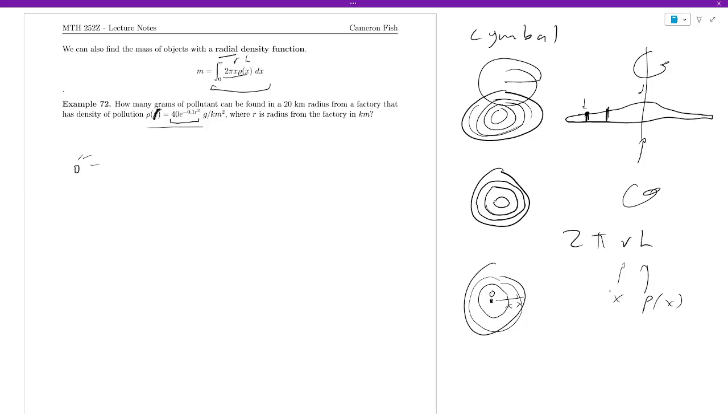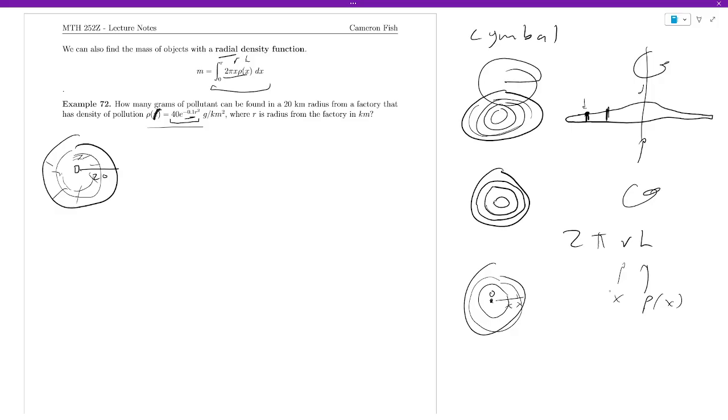What is the factory? It's spitting out pollutants, and I'm checking a 20-kilometer radius, right? This is 20. I'm assuming that on every circle, it's the same density, right? That's what this formula says, that it only depends on r. The only variable you see in the function is r. So r, the radius, the distance I am from the center, tells me what my density is.